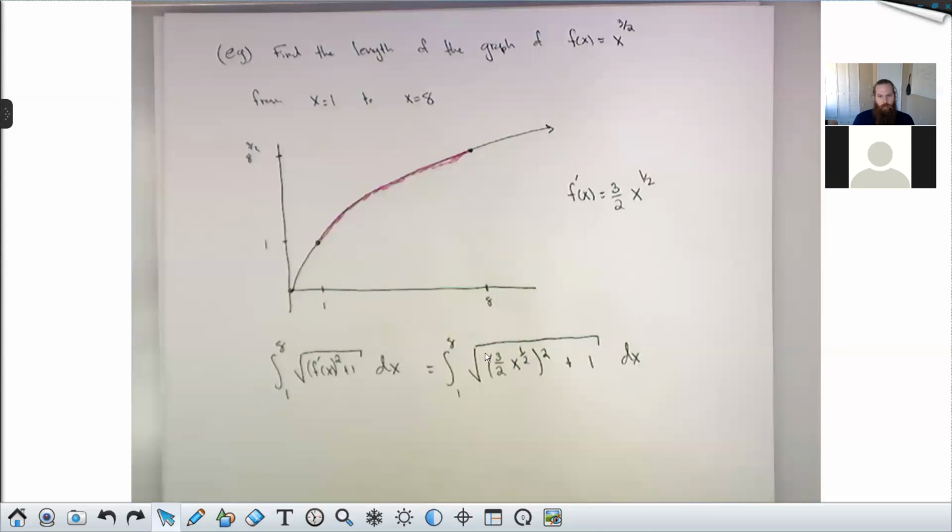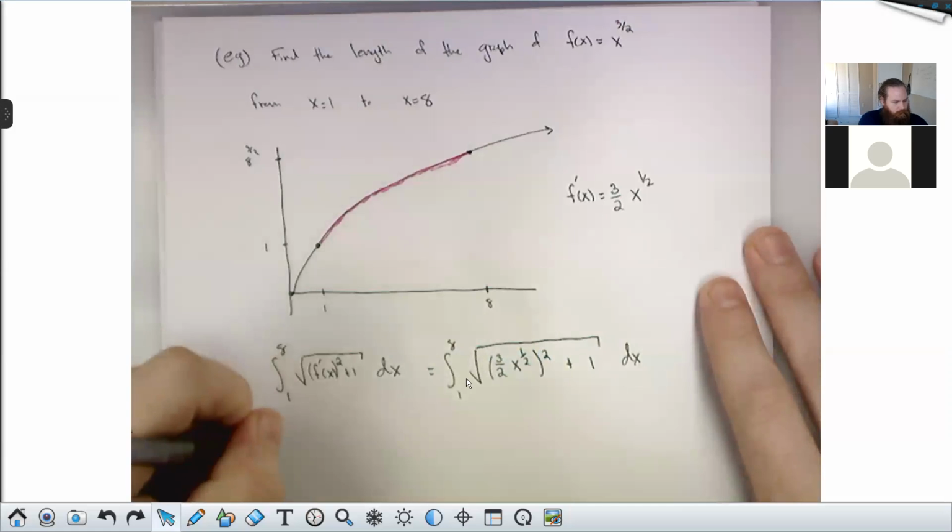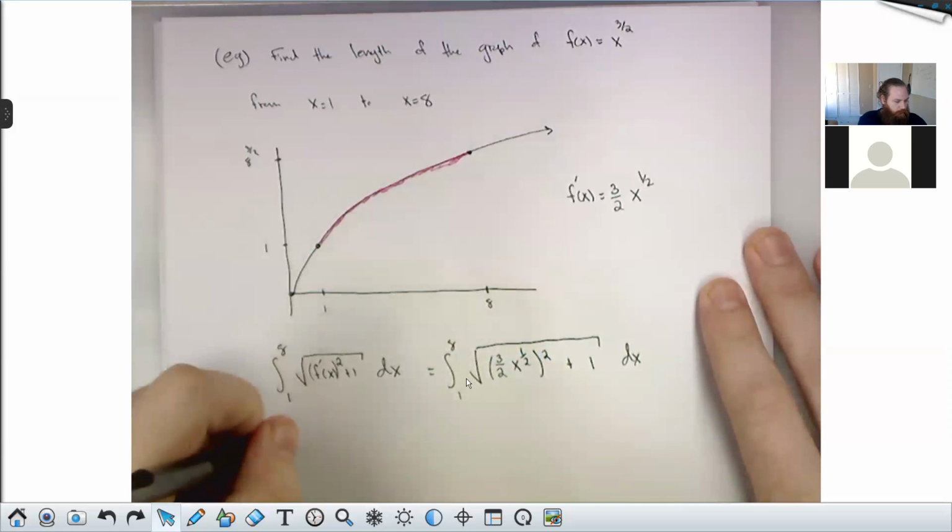Now I can't distribute the square root. I can't take the square root of this and the square root of this separately. That never works. Square roots and powers in general do not distribute over addition or subtraction. But this square here, I can square this and then try to find a way to sort out an antiderivative, thinking about the stuff we learned back in chapter 7.